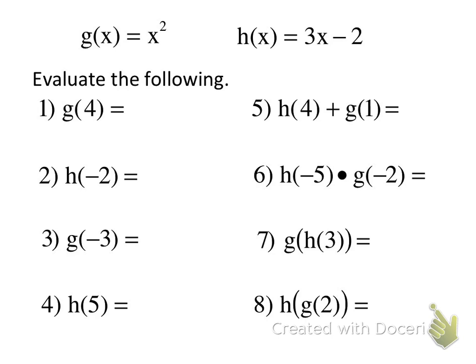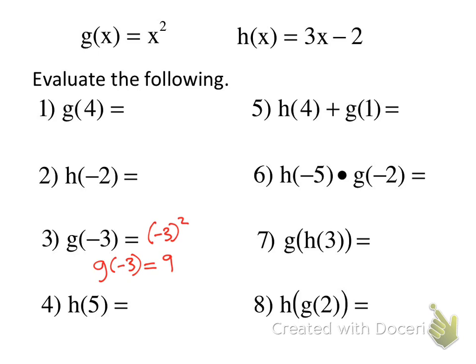Okay, so now it gets a little bit more complicated. We might have squares in our function. So you can see, like number 3 is negative 3 squared. So the g of negative 3 is equal to 9. Does that make sense?